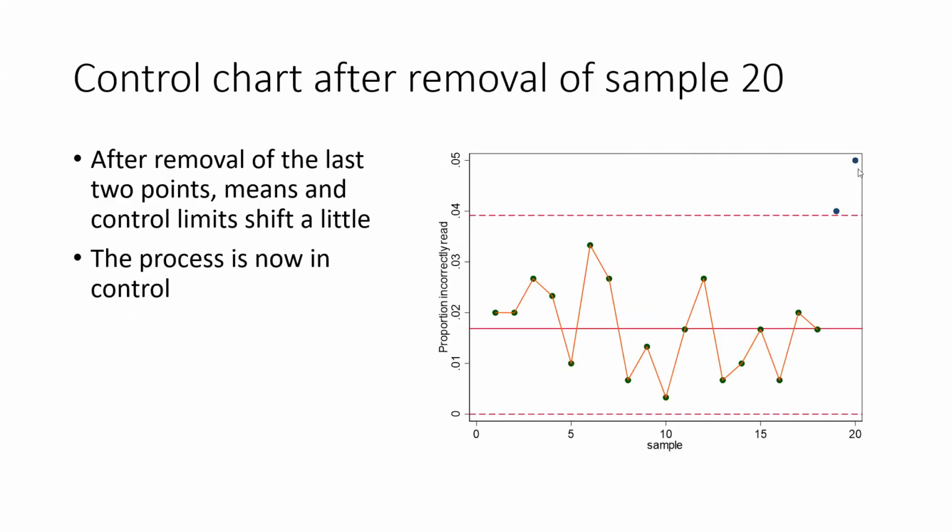With the knowledge that the last 2 points are not the same as the initial 18, because they used the red pen, we take those 2 out, recalculate things, and you can see now everything is in control.